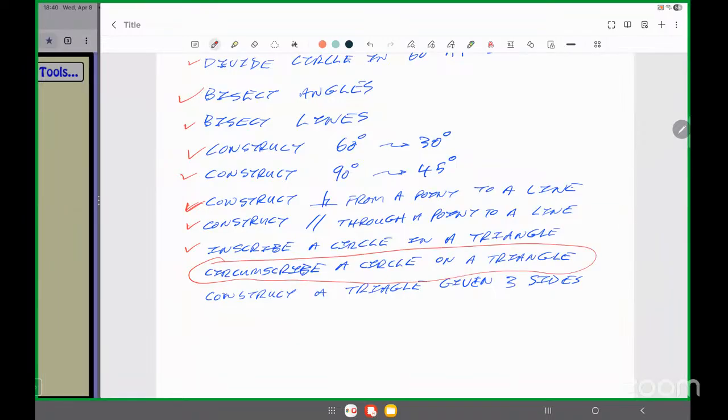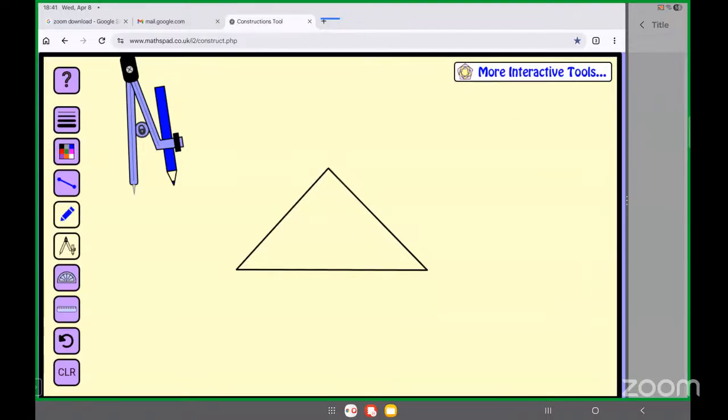Doing this one, circumscribe, you're now going to bisect two sides to find the center of the circle that we're going to draw. All right? That's what we're going to do. To circumscribe a circle on a triangle, bisect two sides. Where those bisecting lines meet for the two sides, that's the center of the circle. All right? Let's go and do it. We're going to do it on the same triangle. So I'm going to bisect this side, and that side. I'm going to bisect those two sides. All right? So let's go.